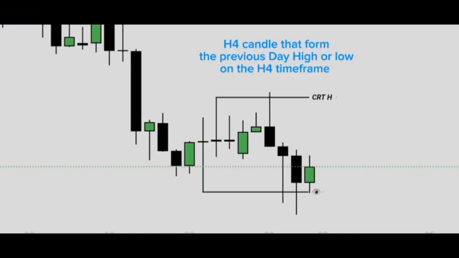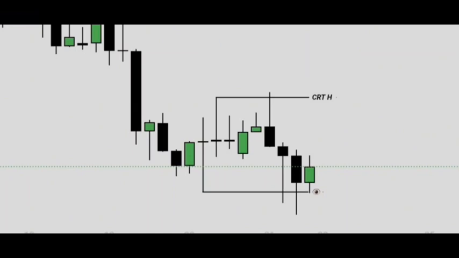Most times you want to look for the last 4-hour candle that formed the high of that day, since it's a bearish continuation. If it's a bullish continuation, you want to look for the last 4-hour candle that formed the low for that day. As you can see, this candle is what formed the high of the previous day. Are you getting it? So all we're going to look for is for a new 4-hour candle to form and stab into that whole high of that 4-hour, and we look for a continuation down.